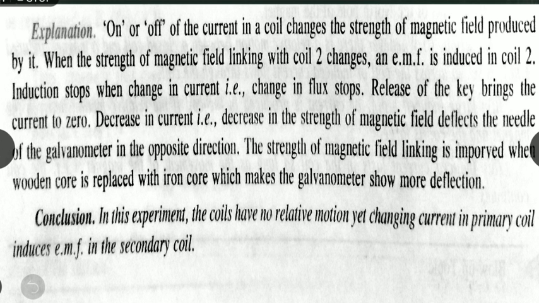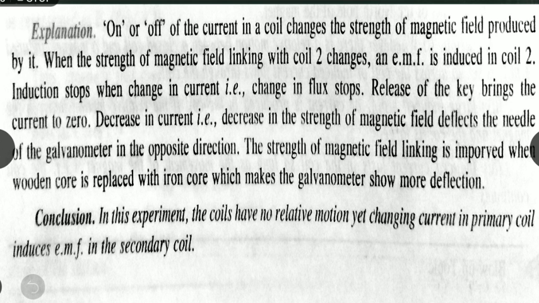When the current changes, the flux linking to the coil changes. Release of the key brings the current to 0. If you release the key, what happens? The current starts to decrease. So a decrease in the strength of the magnetic field deflects the needle of the galvanometer in the opposite direction, as I have just explained.